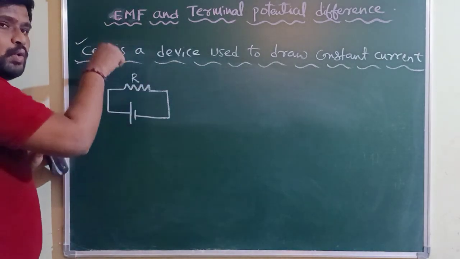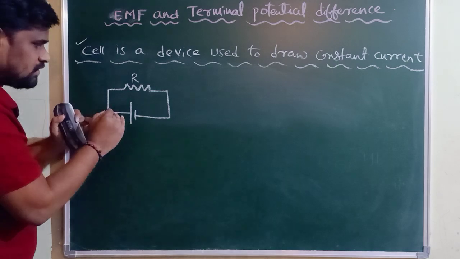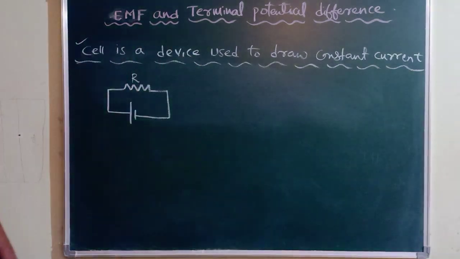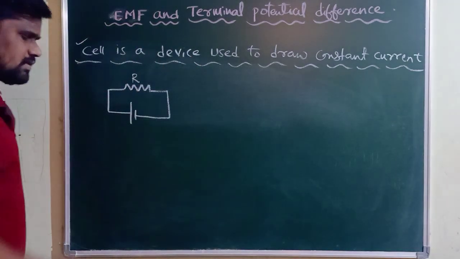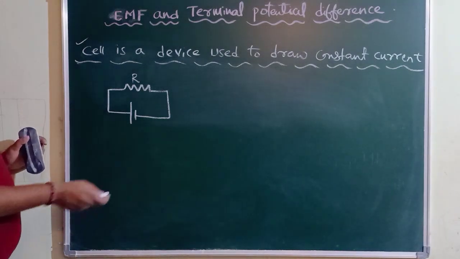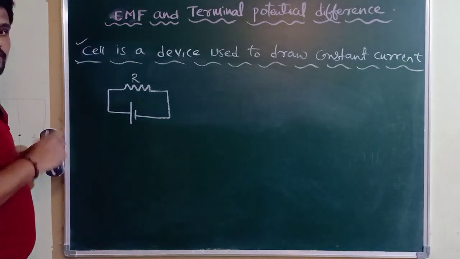Cell is in closed circuit. Now I am using the term the cell is in closed circuit. Why is the cell in closed circuit? Because you have drawn the current from the cell.